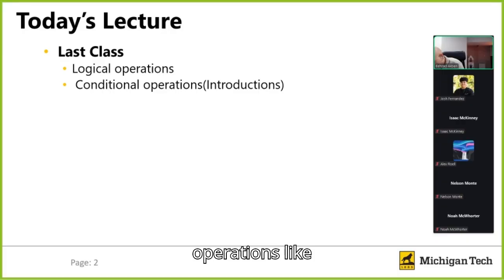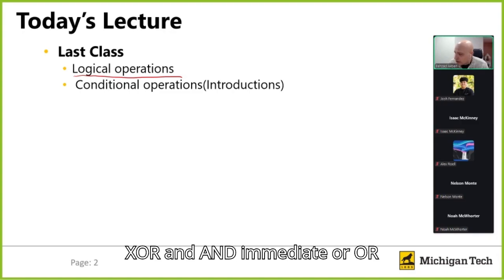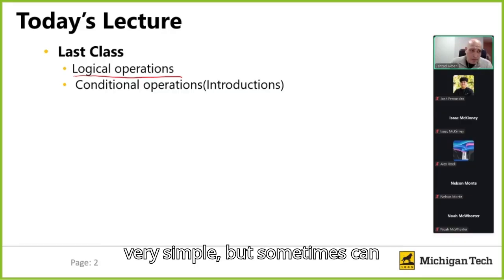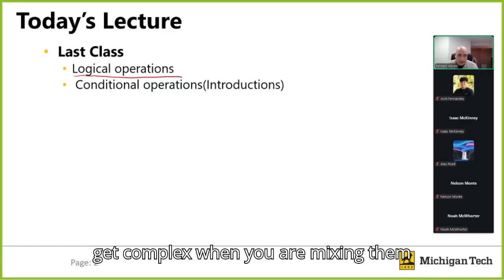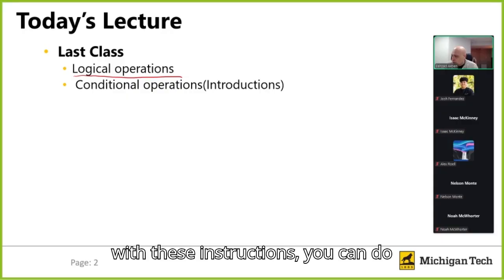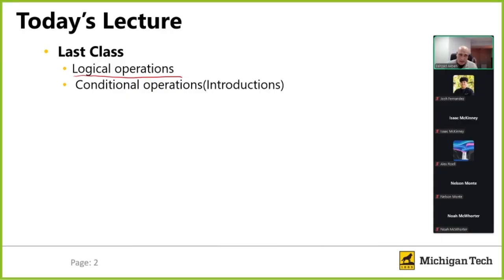These logical operations like and, or, XOR, and immediate, or immediate, XOR immediate. They were simple, but sometimes it can get complex when you are mixing them together, because with these instructions you can do bit manipulation, and also you can work with bytes. As you know, this RISC-V computer is like a 64-bit processor.